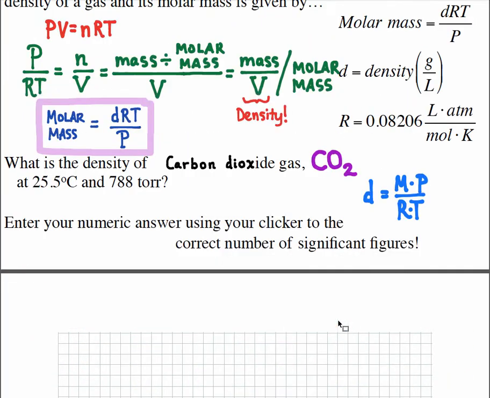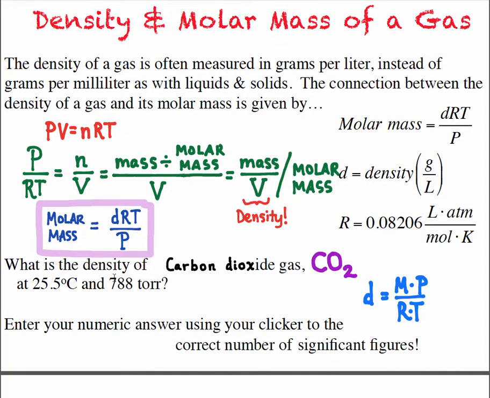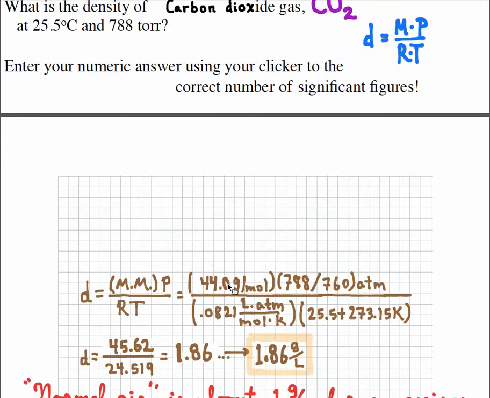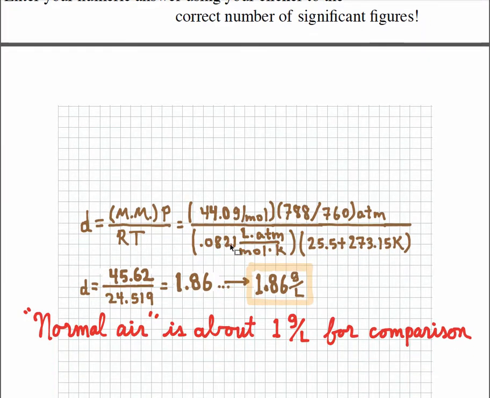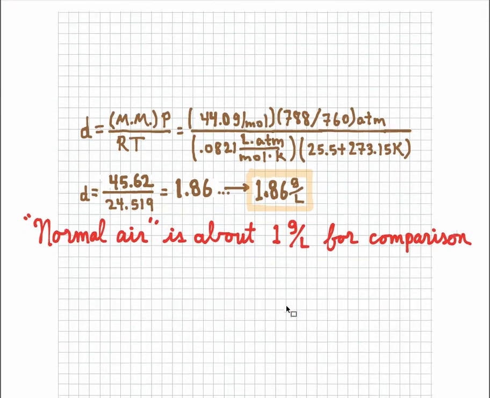So in this question, talking about carbon dioxide gas, they want to know the density at 788 torr and 25.5 Celsius. Well, we have to change the torr to atmospheres because the gas constant is given in atmospheres. We should change the Celsius to Kelvin because, again, it's the absolute temperature scale. And lo and behold, just chug the numbers in. 44 grams per mole for CO2, 1 carbon, 2 oxygens add up to 44 grams. Change millimeters of mercury into atmospheres, change Celsius into Kelvin, chug the numbers out, 1.86 grams per liter. Normal air is about 1 gram per liter, but carbon dioxide seems to be heavier, yeah?